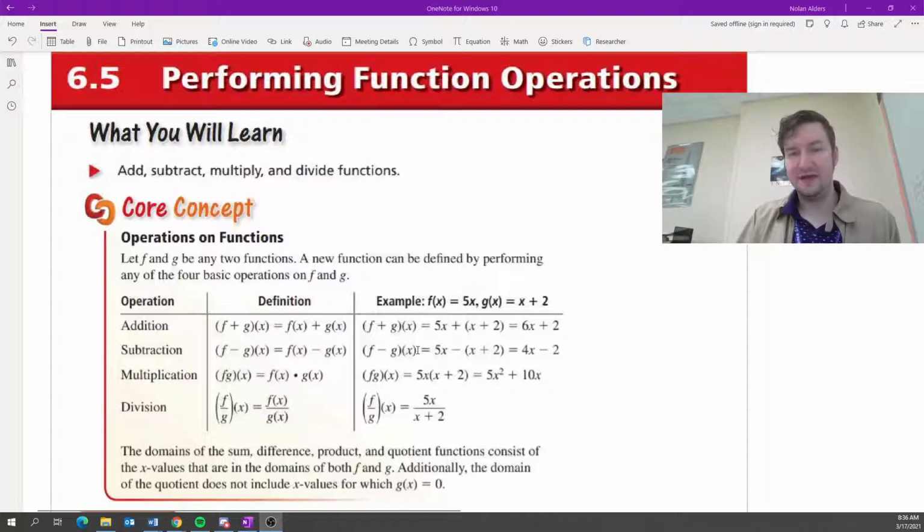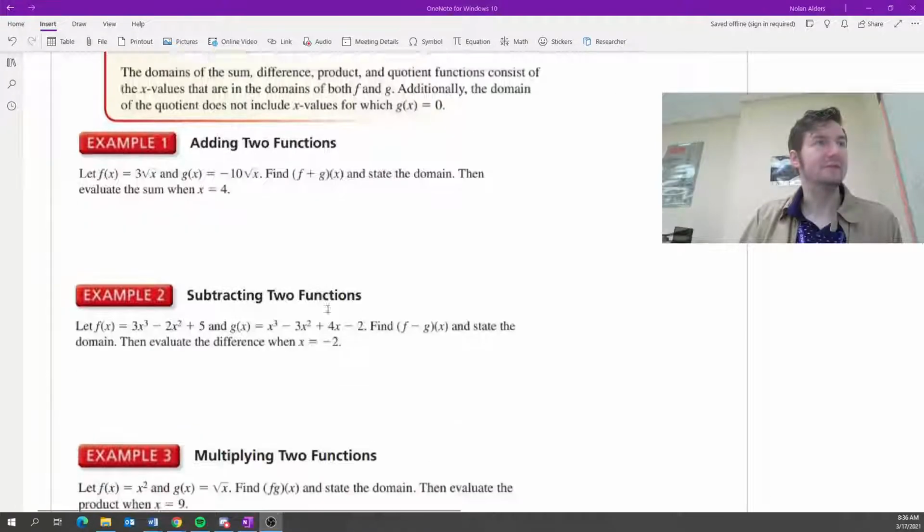This is really easy, guys. This isn't something you want to overthink. You're literally just taking the functions and adding them, subtracting them, multiplying, dividing them. There's not a whole lot of trick to this.